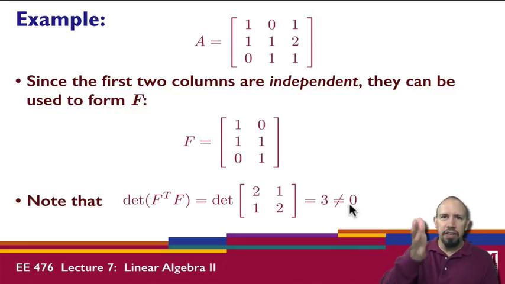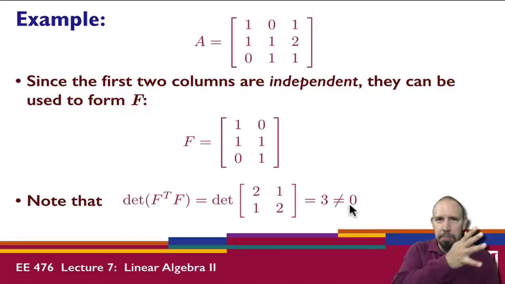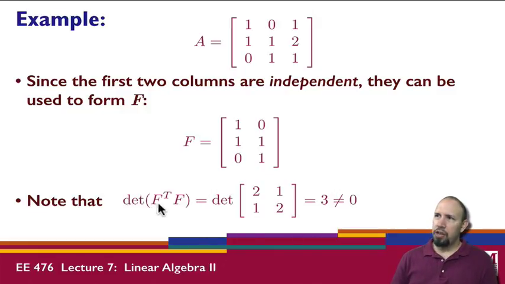So anytime you have a matrix with independent columns, this matrix will always be non-singular. So there's a direct relationship between those columns being linearly independent and this matrix product being non-singular. So we found an F, and the way to choose the F is that you just choose all the independent columns of the matrix.